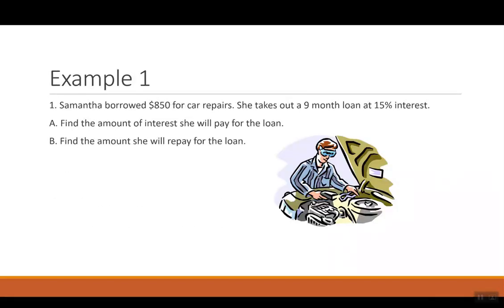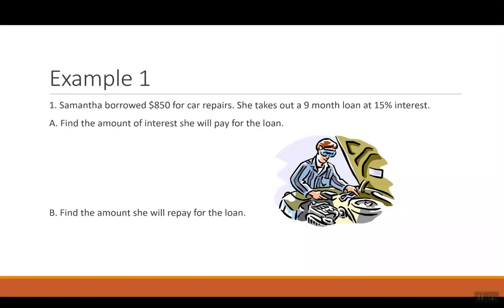Samantha borrowed $850 for car repairs. She takes out a 9-month loan at 15% interest. We want to find A, the amount of interest she pays for the loan, and then B, the amount she will repay. We'll start with figuring out how much interest she will pay for the loan.